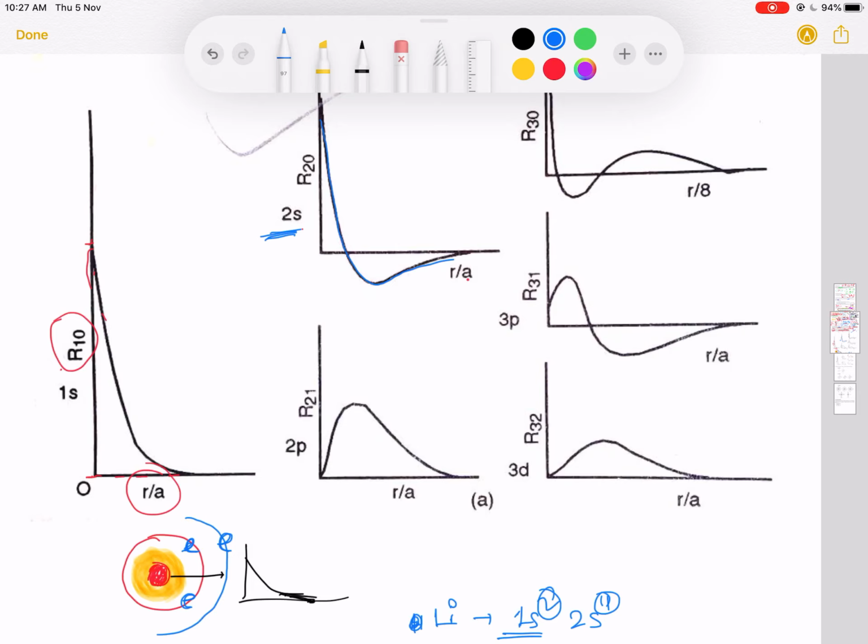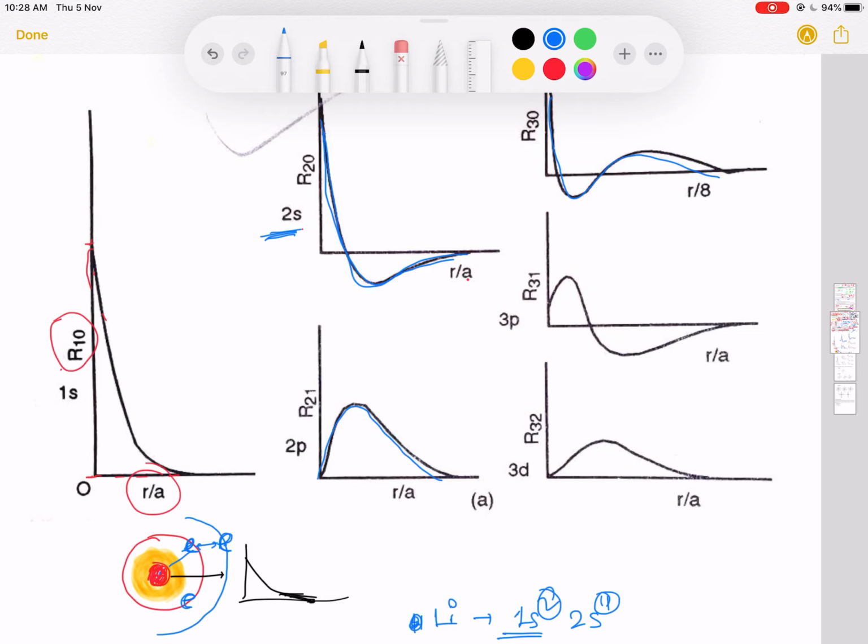Similarly, the attractive force between the nucleus and the electron is balanced by the repulsive force between the electrons in the 2 different shells. That's why first it decreases and then again it increases. For 2p it is like this: it will increase first and then decrease. For 3s, same thing: first it will decrease, then increase, and then again decrease.